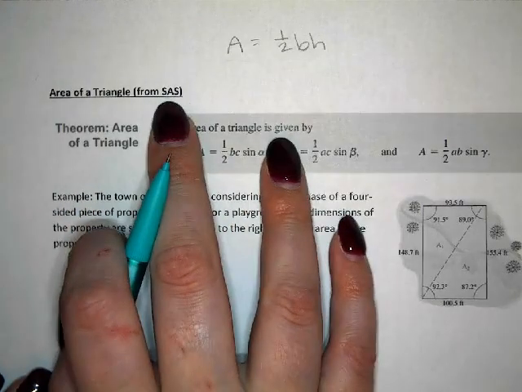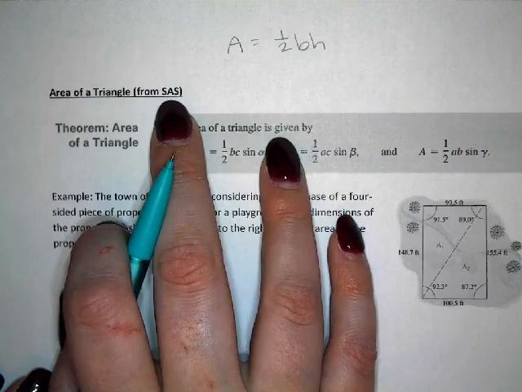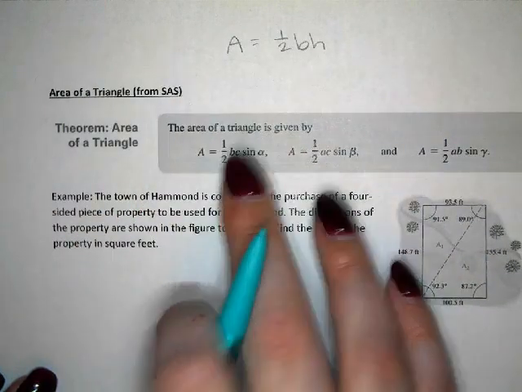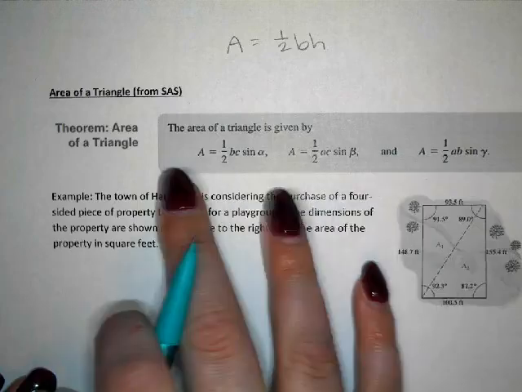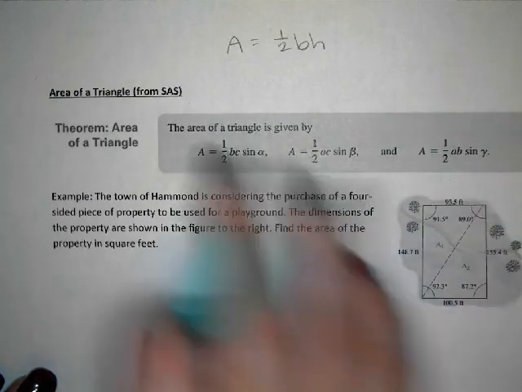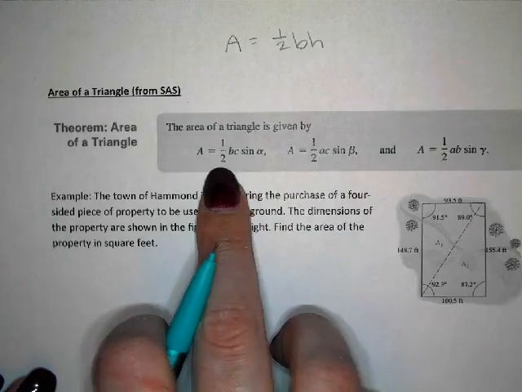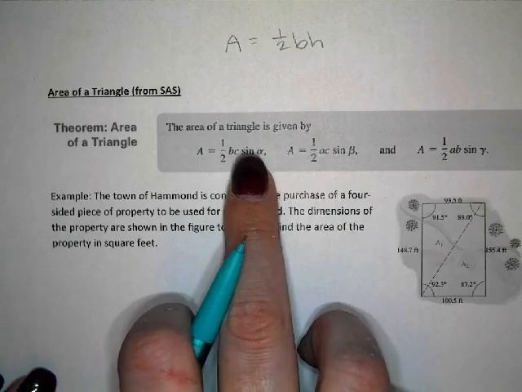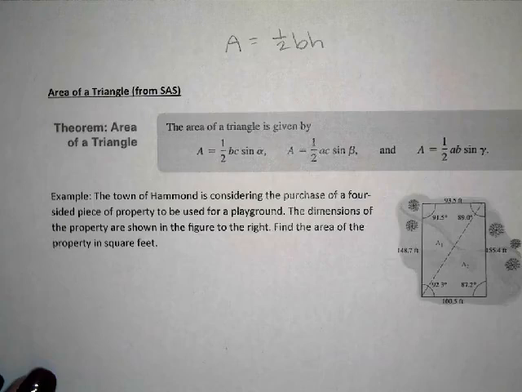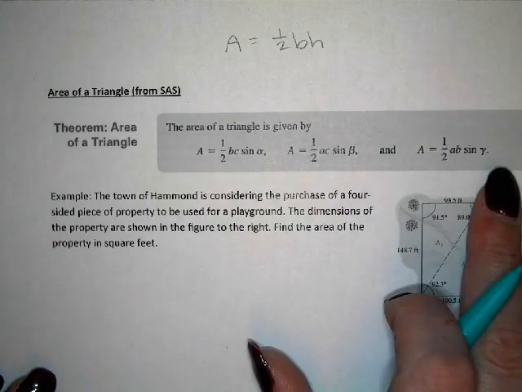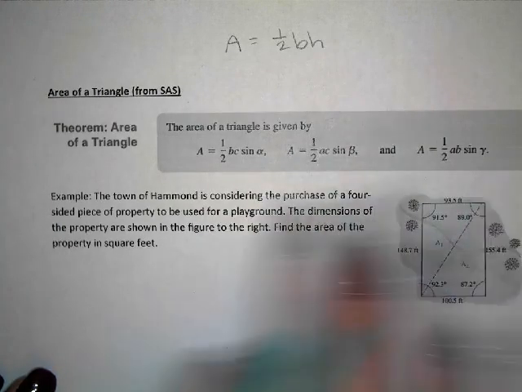And so you can memorize these three variations, or you can just say, I should have the information side, angle, side. And what I do is I do 1/2 times the two sides multiplied by sine of the angle that's in between them. And that's the easier way. You don't have to memorize all these different letters and keep them straight. Just know 1/2, two sides, sine of angle in between, and then you'll get the formula right every single time.